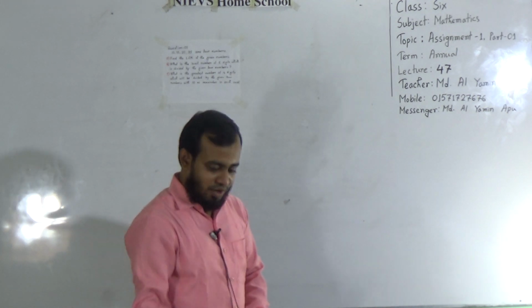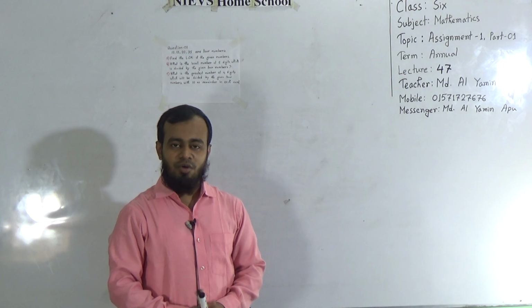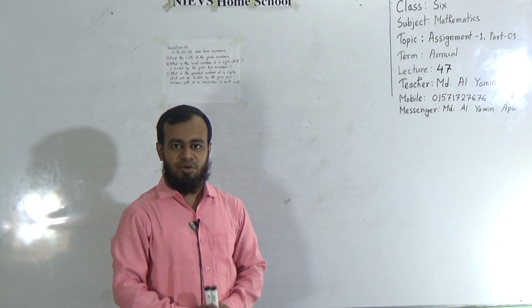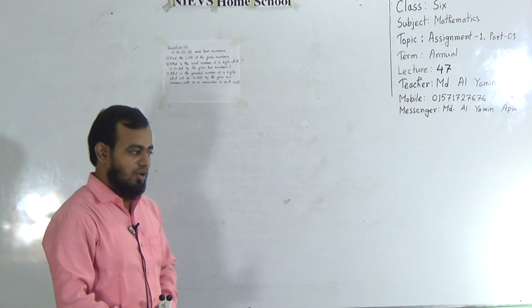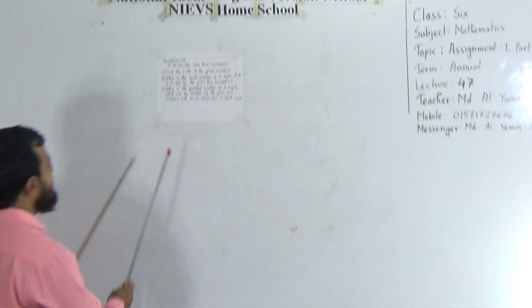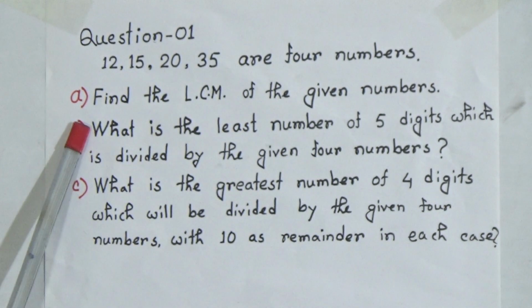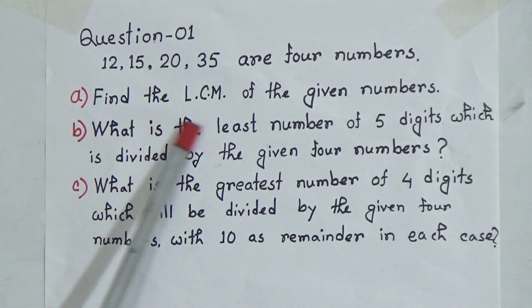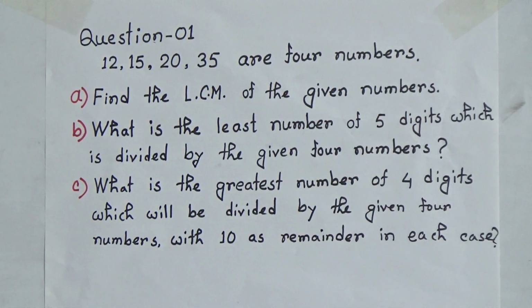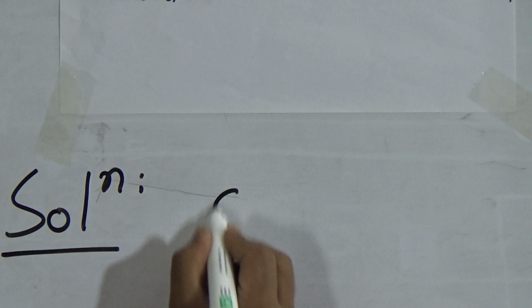Okay. Now I am going to discuss question number 1. How you can solve question number 1, I will discuss now. So question number 1 is: 12, 15, 20, 35 are 4 numbers. Activity A is, find the LCM of the given numbers. You have to find out the LCM of the given numbers.